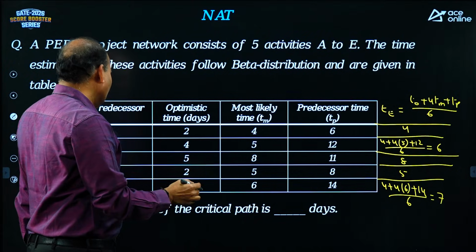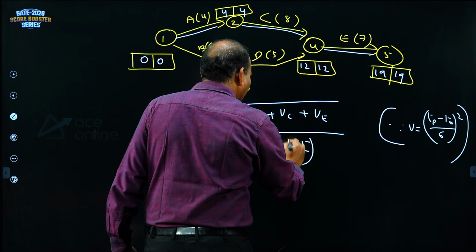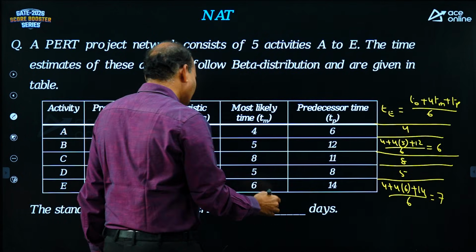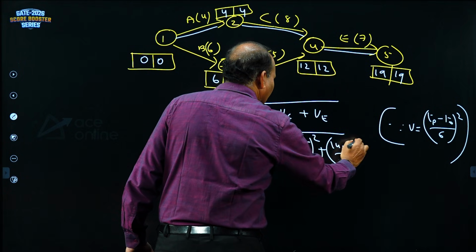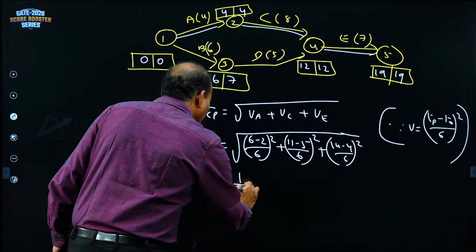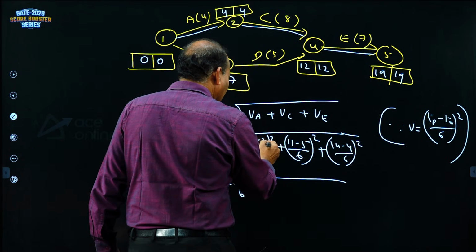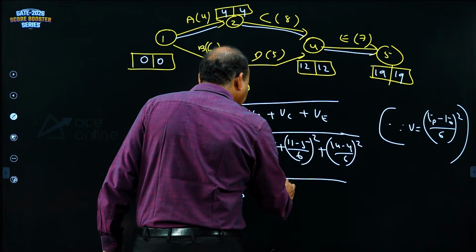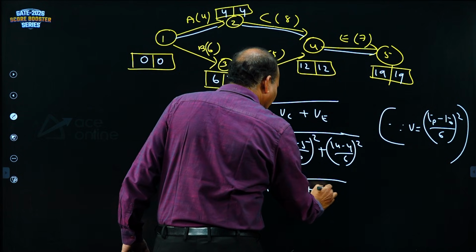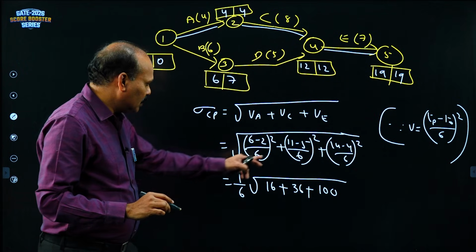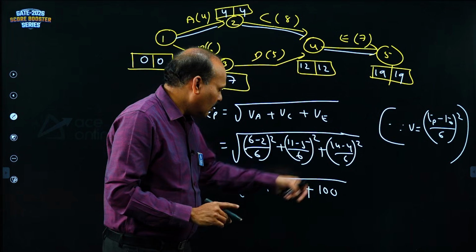C, 11 minus 5. E, 14 minus 4, by 6 whole square. 1 by 6 I can take common. Maybe let me simplify this. 6 minus 2, 4. 4 square, 16. 6 square, 36. 10 square, 100. Okay, what I am doing, 6 I can take out. 4 square, 16. 36, 100.